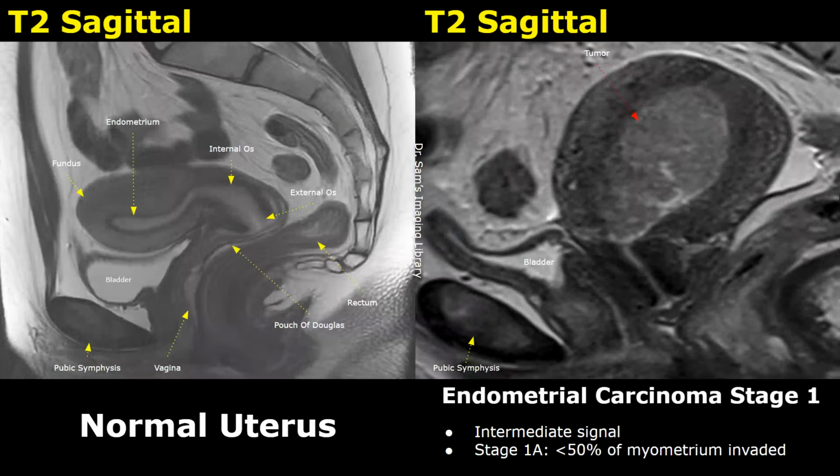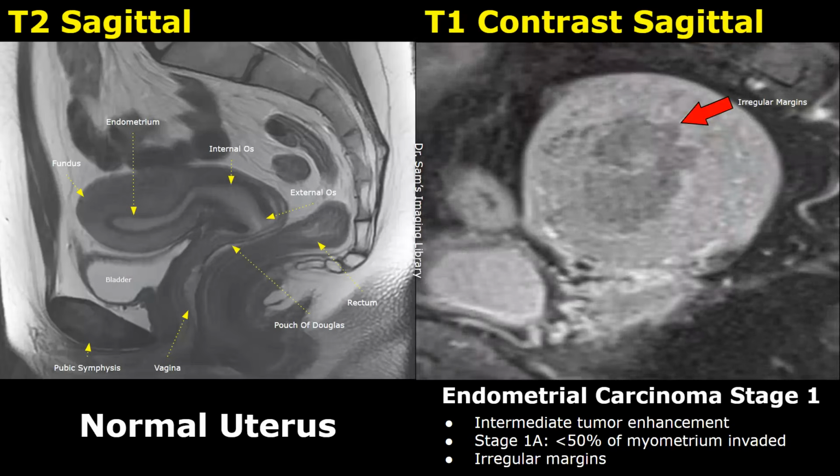This tumor is much larger and has invaded the myometrium to some extent. It has intermediate signal intensity. This is a T1 contrast sequence. The tumor has intermediate enhancement, and we can also see irregular margins, usually seen in a malignant lesion. This is stage 1A.